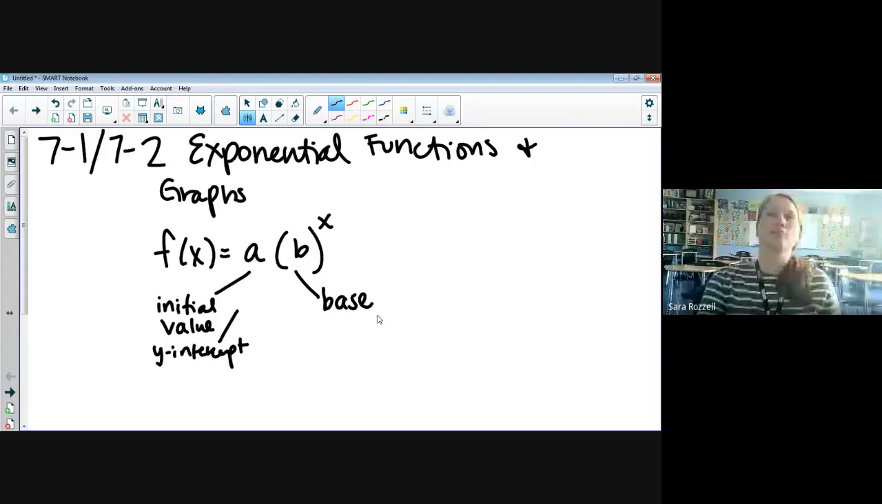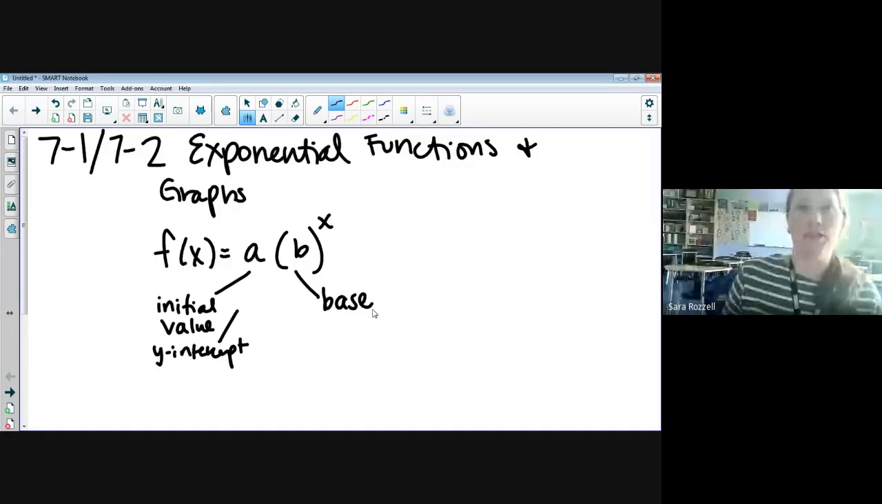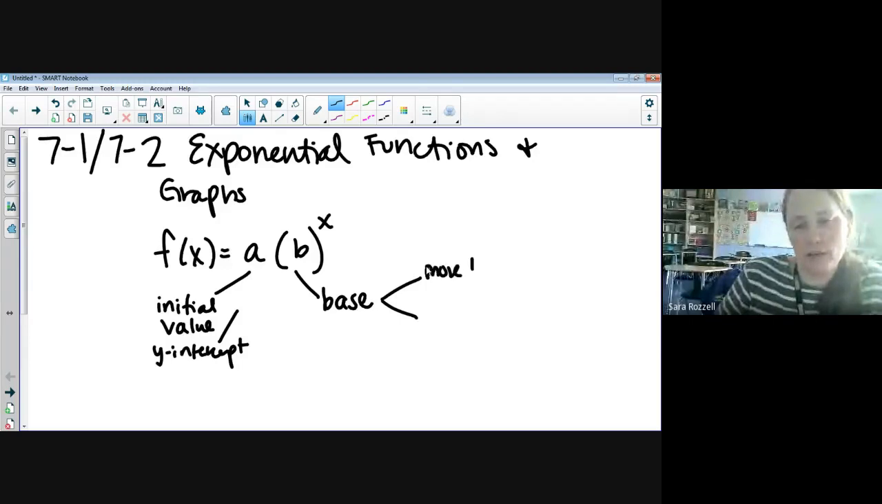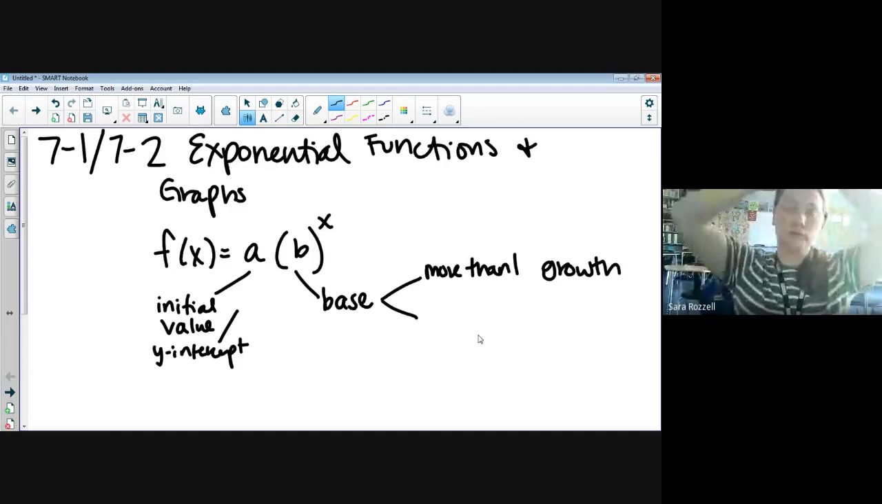If our base is more than 1, our numbers are going to be going up, right? If I'm doubling or tripling, aren't your numbers going to be increasing in size? They get bigger in size. Yep. If it's more than 1, we're going to be growing. So this is going to be a growth problem. So with your base, we have 2 things that can happen. If the base is more than 1, we have a growth. That would be something doubling or tripling or quadrupling.